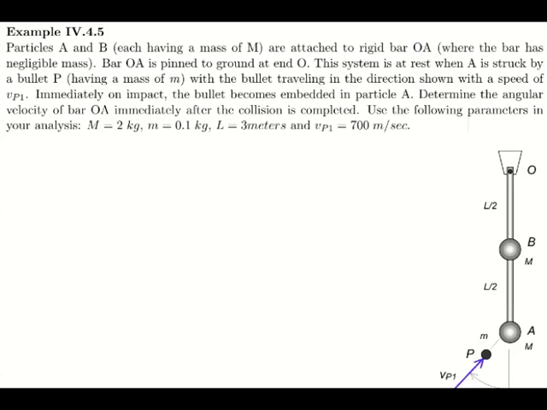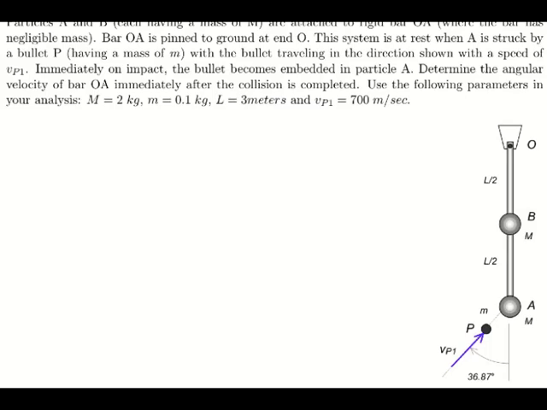In addition to that, we have a particle P, which is coming in with some known speed. We know the direction of travel. Its line of action includes A. When it hits A, it sticks. And what we want to do is find the angular velocity of the bar immediately after the completion of the impact.